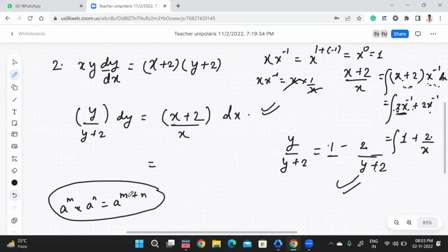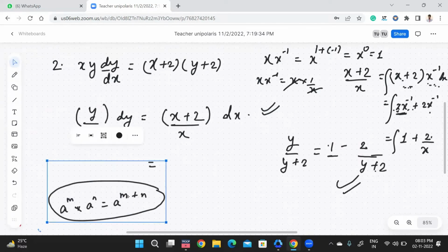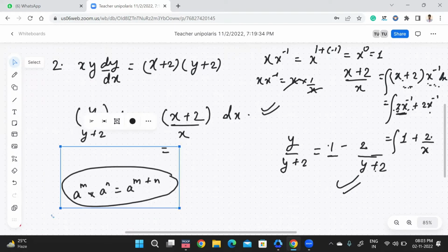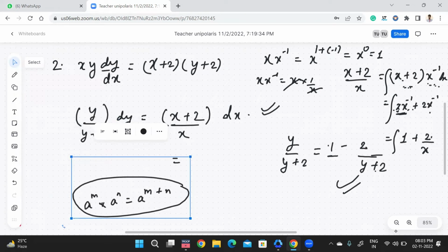Okay, so this is right. If you want to do this, let's take 3 to 4 minutes and try to do this. Then we'll check what both our answers are.